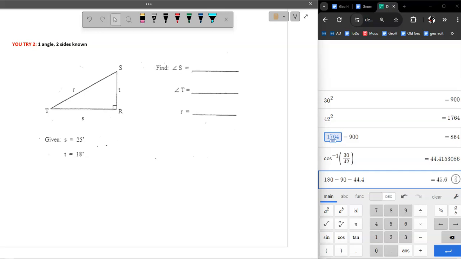So I hope you found this helpful. Be sure to go back and look at the beginning where I have the examples of the different tools and know when you can use each of those tools to help you find the missing parts of a right triangle.